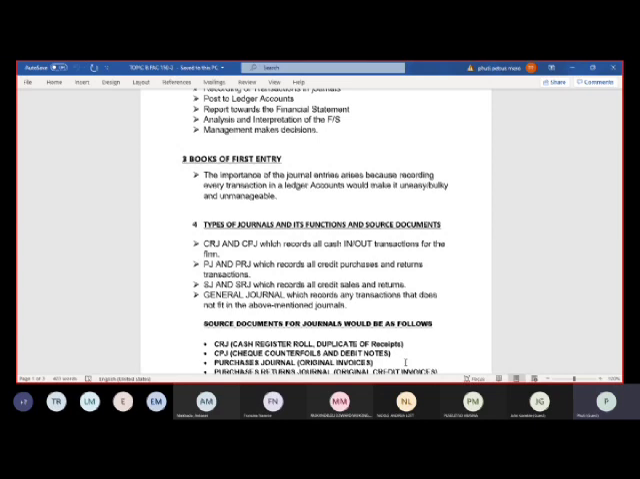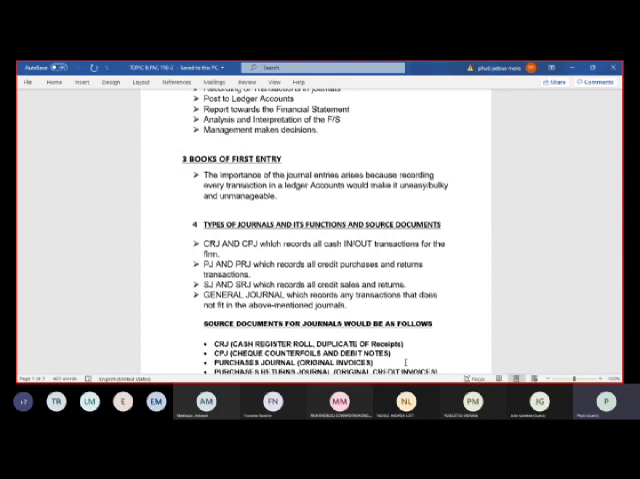And we've got the purchases journal and the purchases returns journal, which record all the credit purchases and the returns transactions. So this is where you have to be careful. All transactions made on credit purchases go through to your purchases journal, and all the transactions that are returns from purchases are recorded under your purchases returns journal. The sales journal and sales returns journal record all the credit sales and the returns, meaning that if the firm makes a sale on credit, you record that under your sales journal. And if there are returns on those sales, we record them under the sales returns journal.